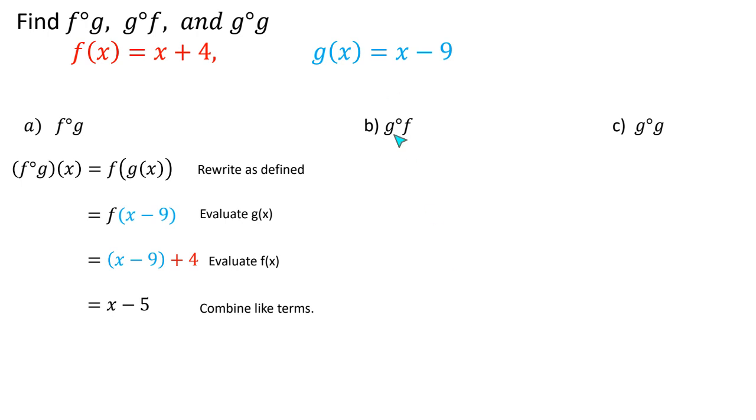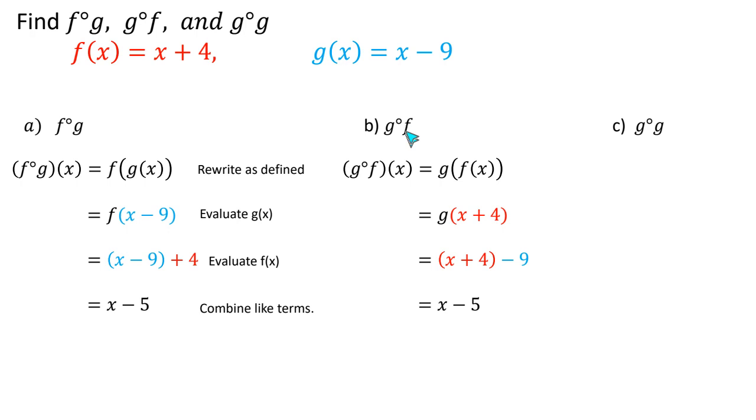Well, what if we reverse it? So if we reverse it, now the second function is f. That should be on the inside. So f of x is x plus 4. g of x plus 4, we're going to plug it in for x. And we get x plus 4 minus 9. And we end up with the same thing. But that's a coincidence. That's not always the case.